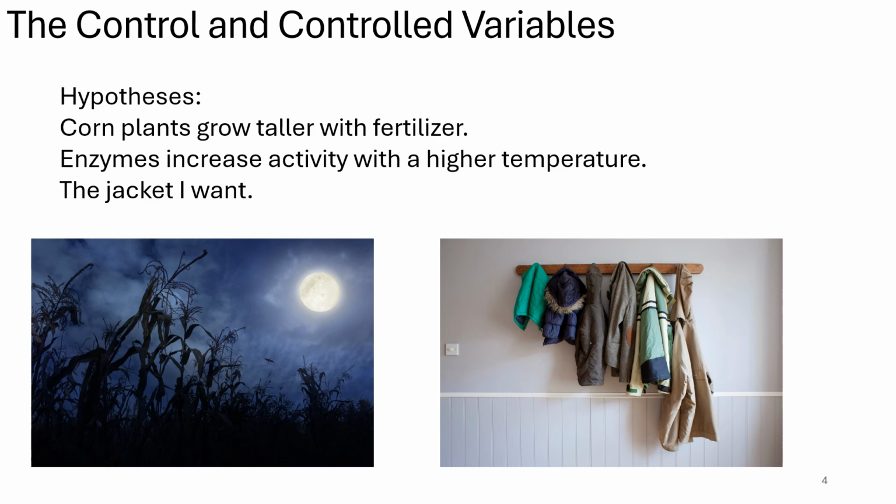The control is a basis of comparison. This is really hard to define for some experiments. Let's start with the easy ones. We might amend this first experiment with corn plants so that we're growing plants with different concentrations of fertilizer. We'd need some plants grown with no fertilizer as a basis of comparison. So plants not grown with fertilizer here are the control.